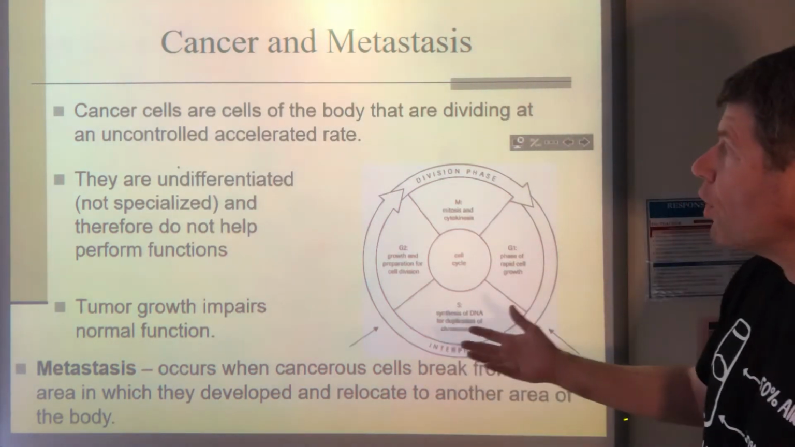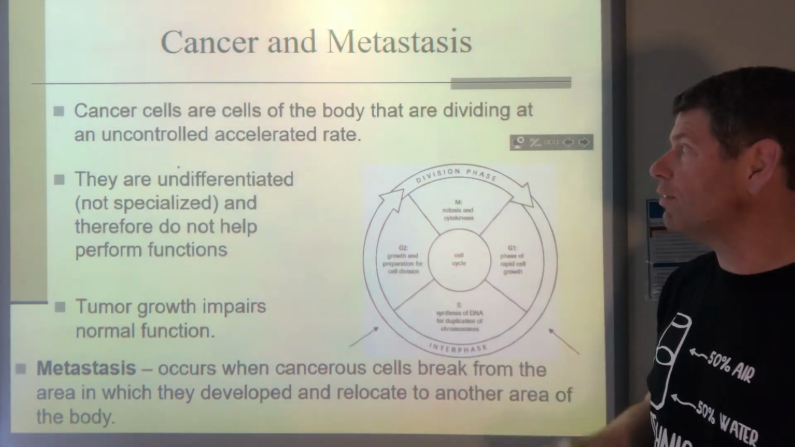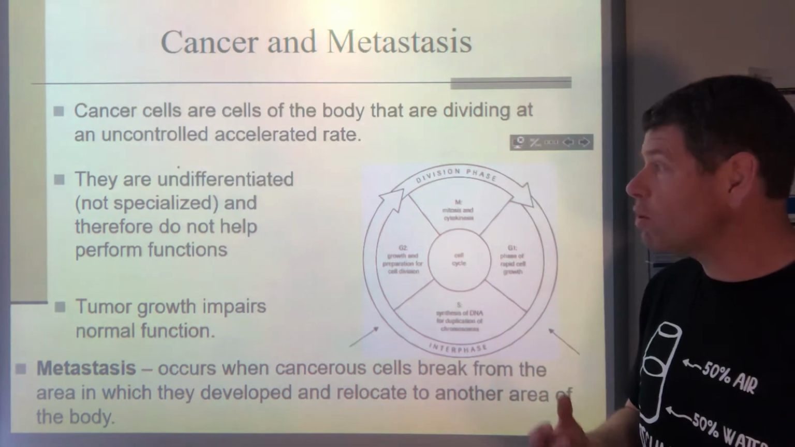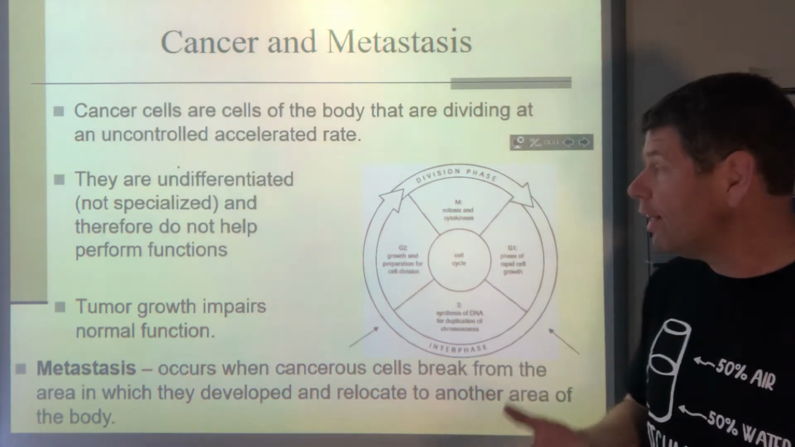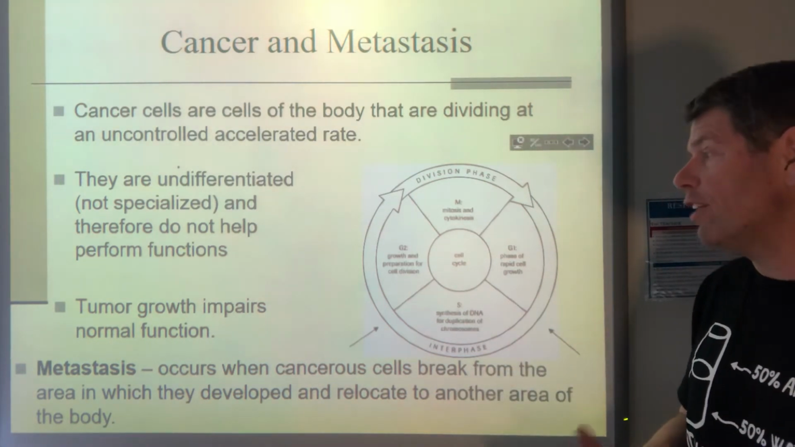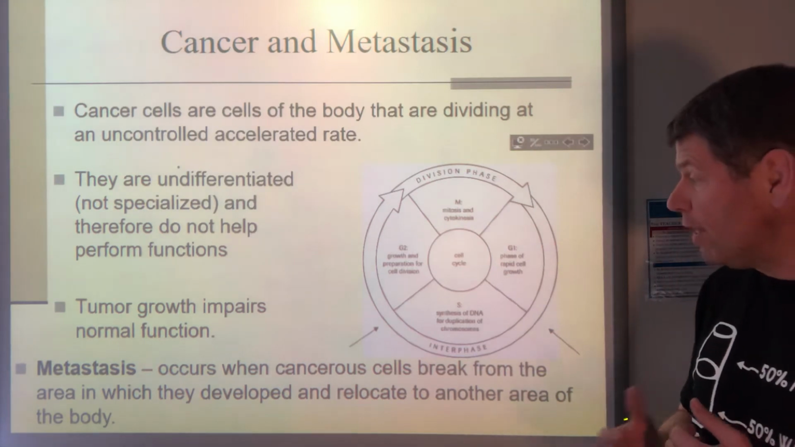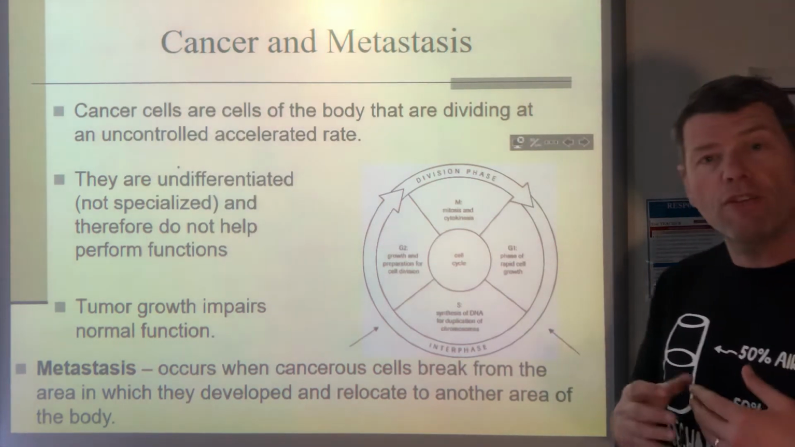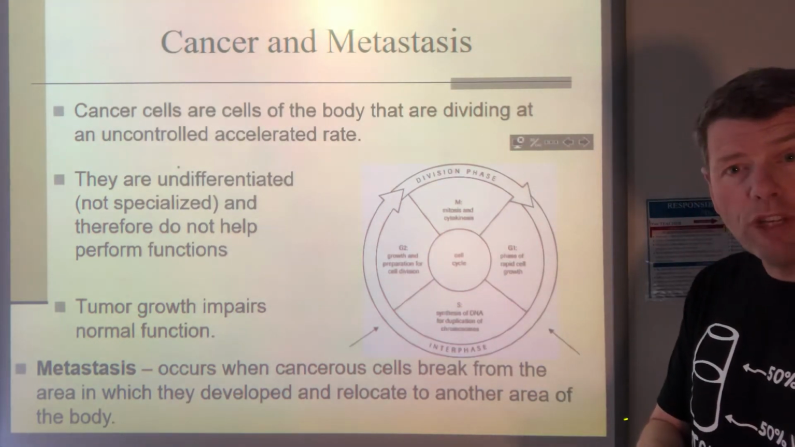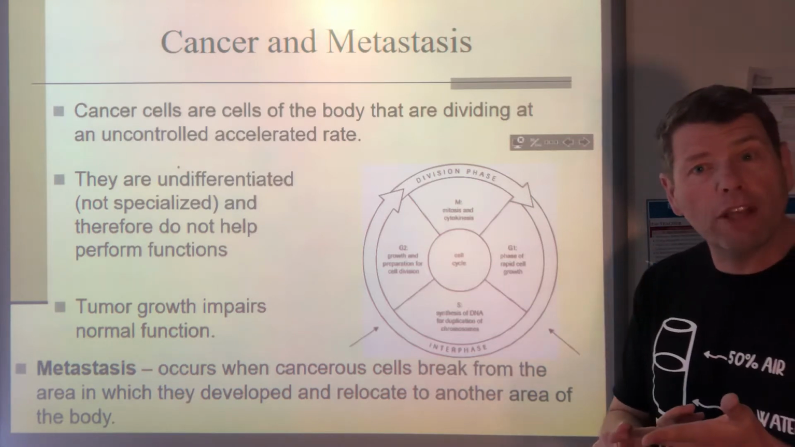So cancer cells are cells of the body that are simply dividing at an uncontrolled accelerated rate. They're undifferentiated, which means they're not specialized, which means they're not going to do the job that they're supposed to do. And then, of course, that creates a tumor, and that tumor impairs normal function. Metastasis is when those cancerous cells can break free from the area that they find themselves in, usually either in the bloodstream or the lymph, and then they can relocate to another part of the body.